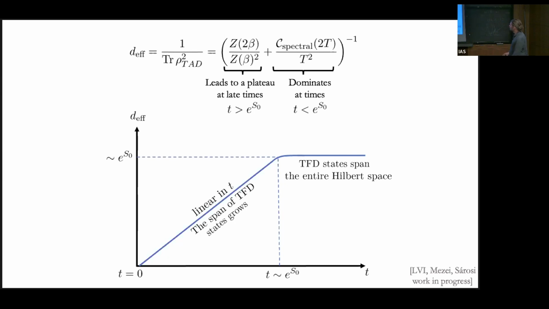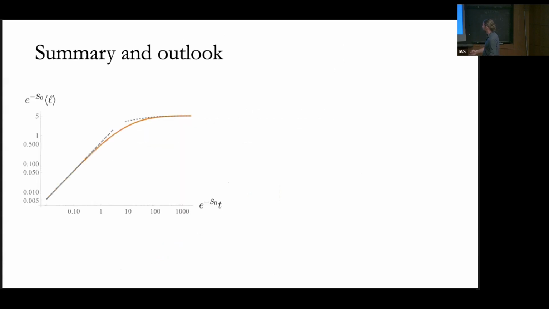What this means is that the effective dimension plateaus, and this is a signature of the fact that the thermal field double states have started spanning the entire Hilbert space. So essentially, the fact that this spectral complexity grows linearly with time implies that the Hilbert space spanned by the thermal field double states also grows linearly with time. Eventually, since the Hilbert space runs out, there are no more new orthogonal states, and this effective dimension plateaus. So this D effective appears to be a remarkable proxy for complexity.